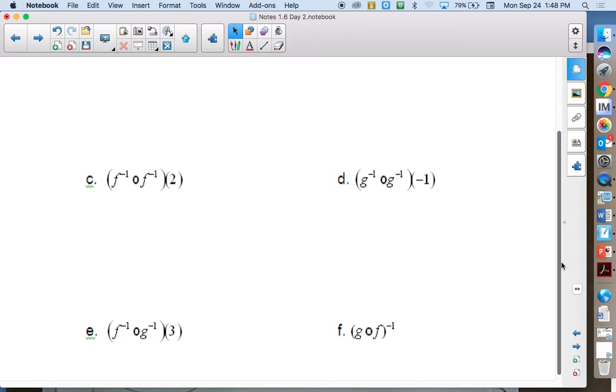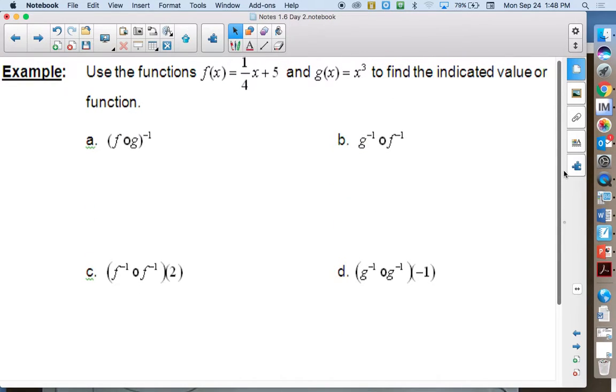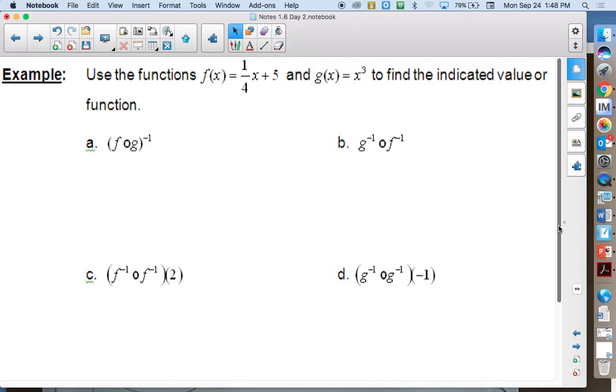And kind of just being able to recognize and understand what it means based off of where the inverse is located. What are we taking the inverse of? Are we taking the inverse of the function? Are we taking the inverse of the composite? So our two functions, f is 1/4 x plus 5, g is x cubed. And I want you to find the indicated value or function.